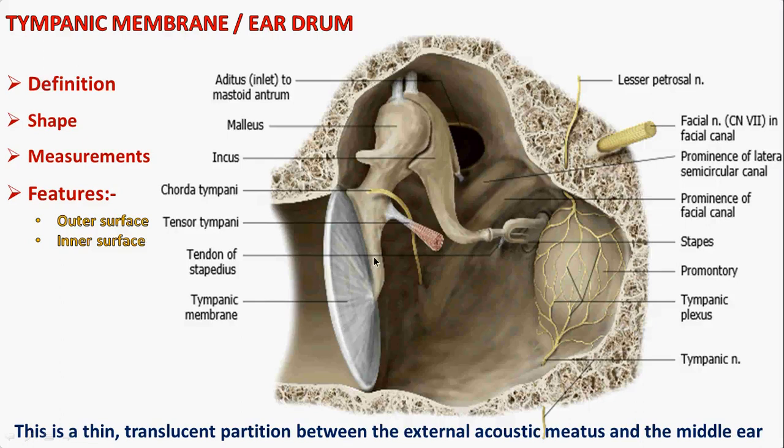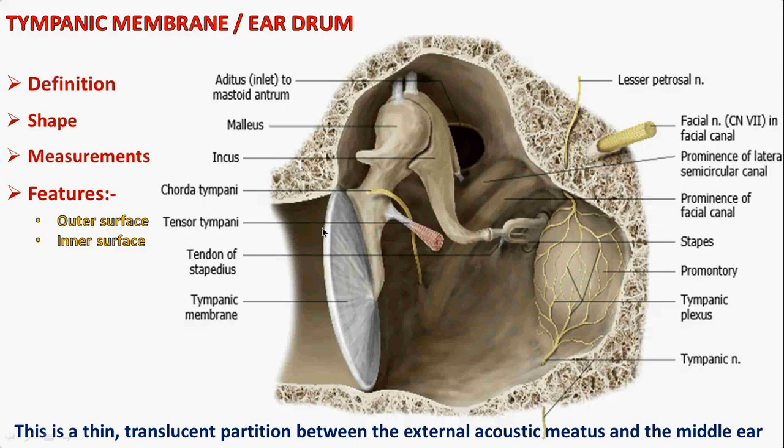This is oval in shape and it is around 9 by 9 into 10 millimeter, and it is placed somewhat obliquely, making an angle of 55 degrees with the floor of the canal. It faces downward, forward and laterally. So the membrane has an outer surface and an inner surface.